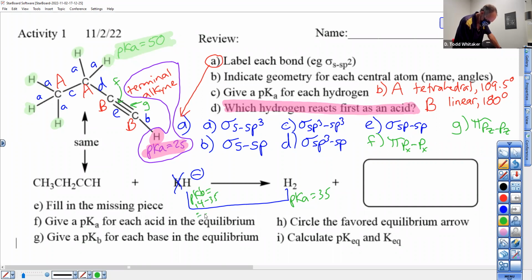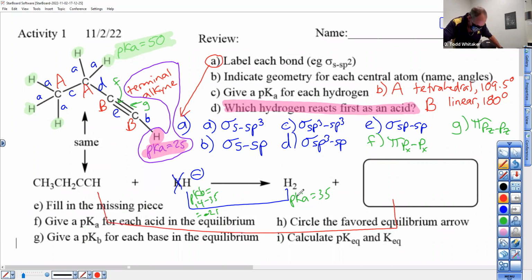That's a wicked strong conjugate base, isn't it? -21. Wow. You need a strong base to take the H off of an alkyne. Negative. Make sure it's negative. And what about the, well, we don't know if it's an acid or a base, but we're going to be figuring it out pretty soon.